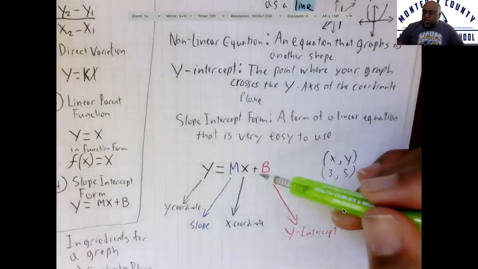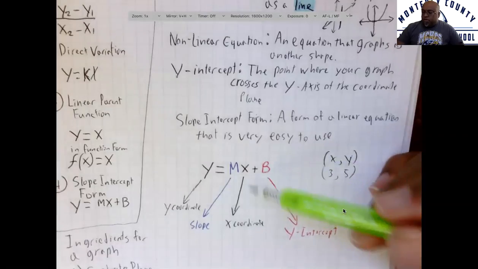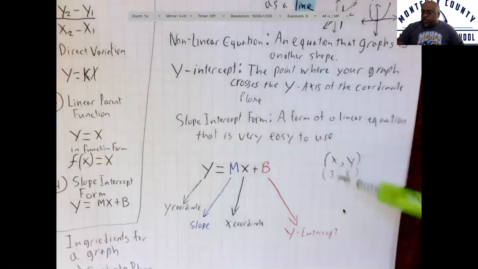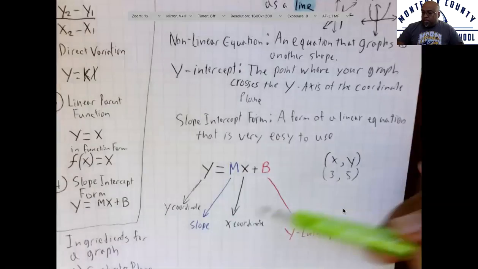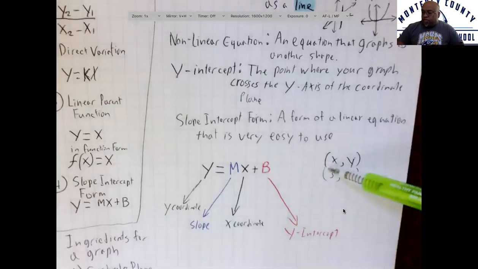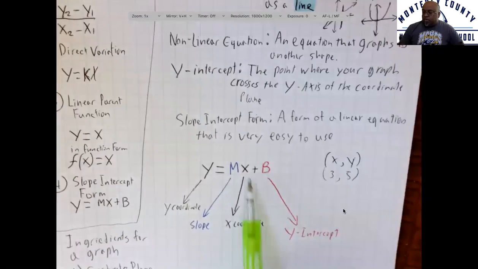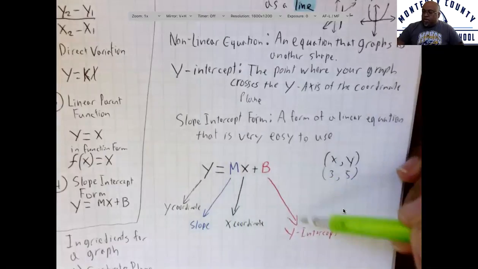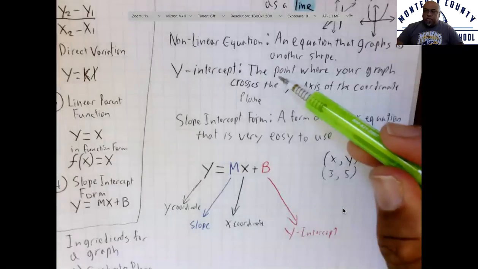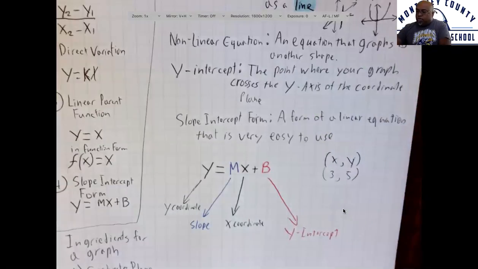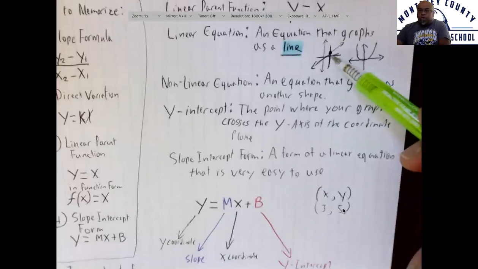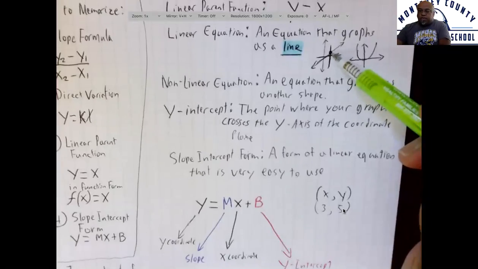And plus b. Oh, I forgot. x is your x coordinate. So in this case, it would be 3 if this was a point on the line. 3, 5. Then x would be 3 and y would be 5. And the y-intercept, as we learned here earlier, is the point where your graph crosses the y-axis, okay?